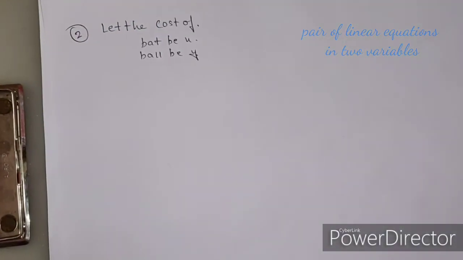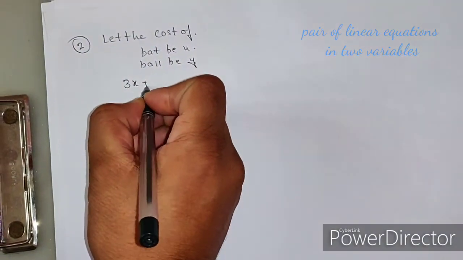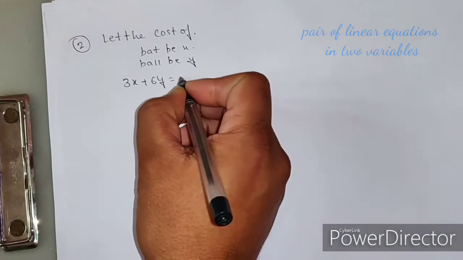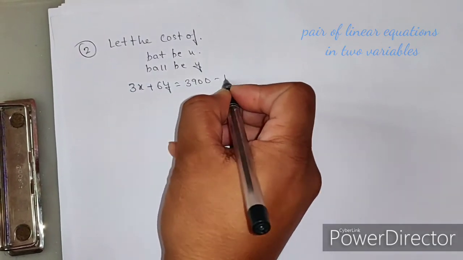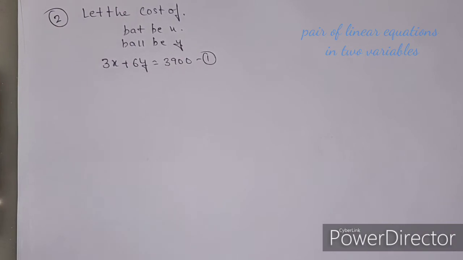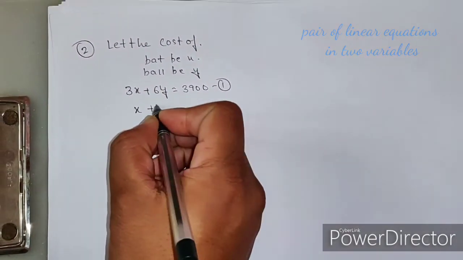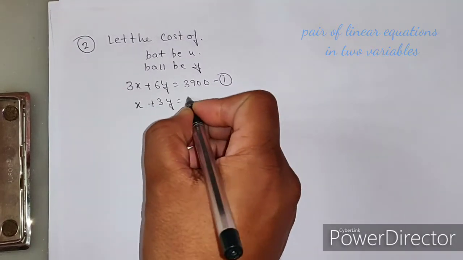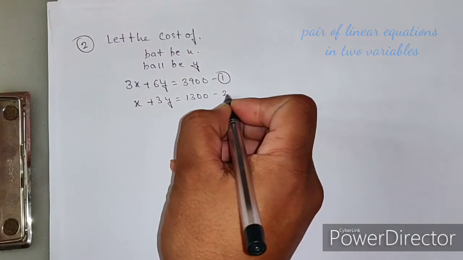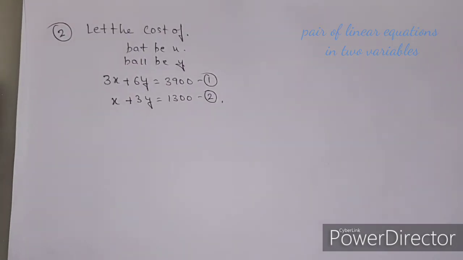According to the situation, the coach of a cricket team buys 3 bats and 6 balls for 3,900 rupees. That will be our first equation. Second equation: later she buys another bat, single bat, and 3 more balls for 1,300 rupees. So that will be our second equation. Isn't it easy and interesting?